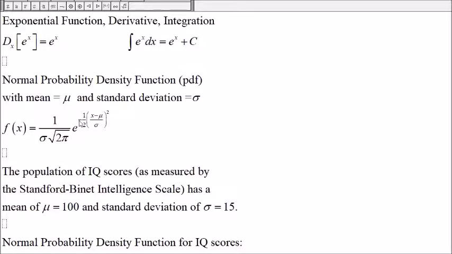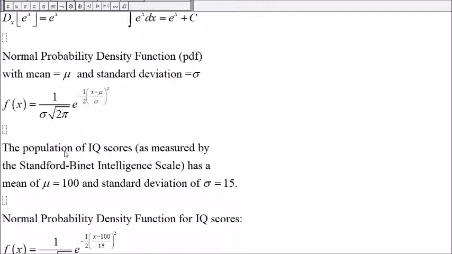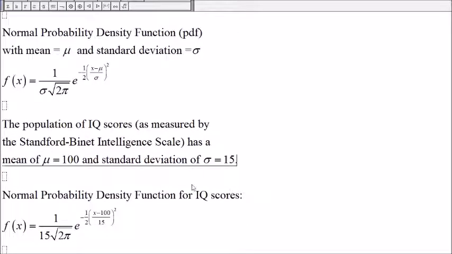And so here's an example. The population of IQ scores, as measured by the Stanford-Binet Intelligence Scale, has a mean of 100 and a standard deviation of 15. What it means is that the average of the population of IQ scores is 100. Some people will have IQ scores above 100, and some people have below 100. So on average it is 100.